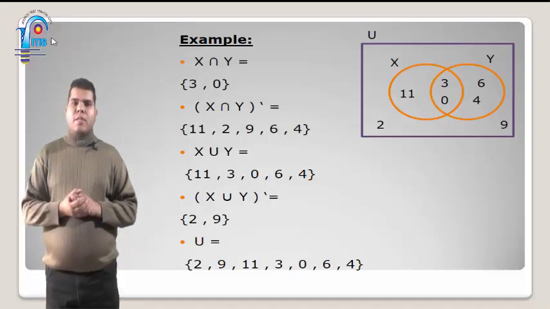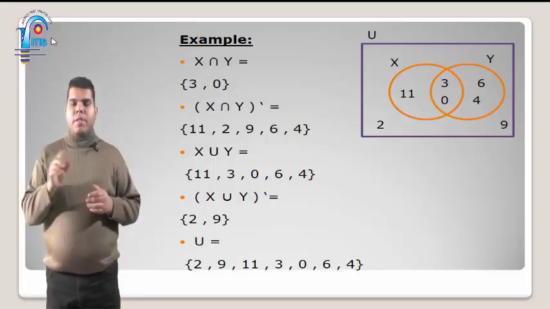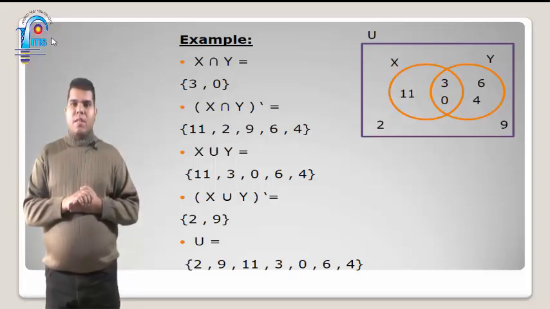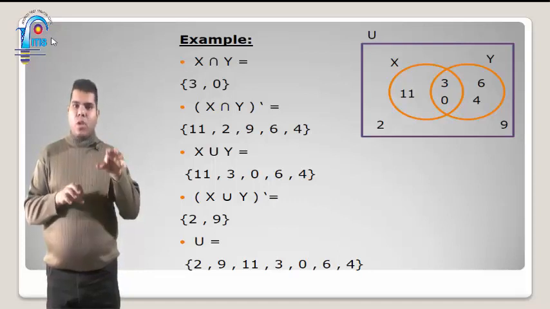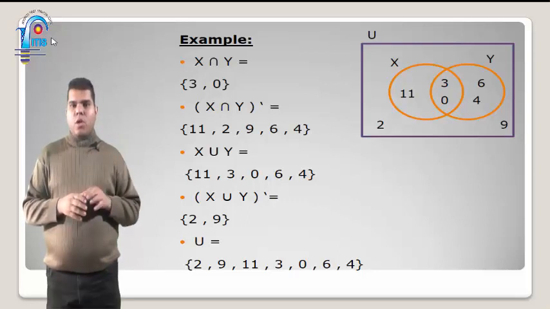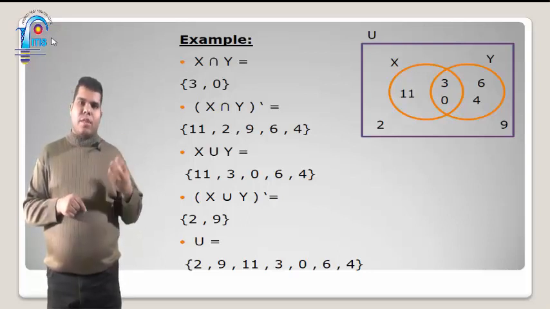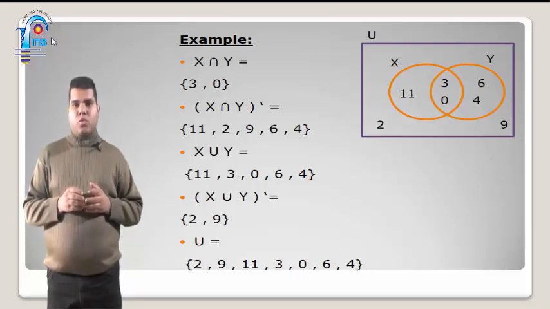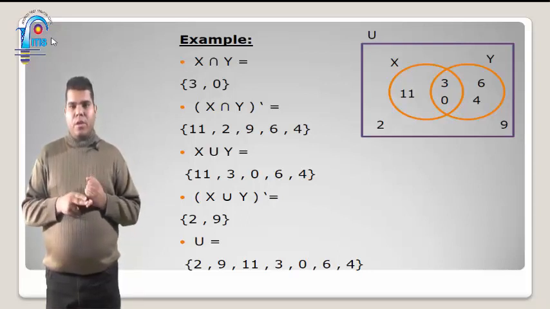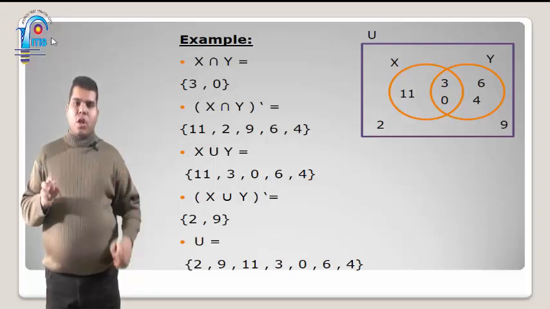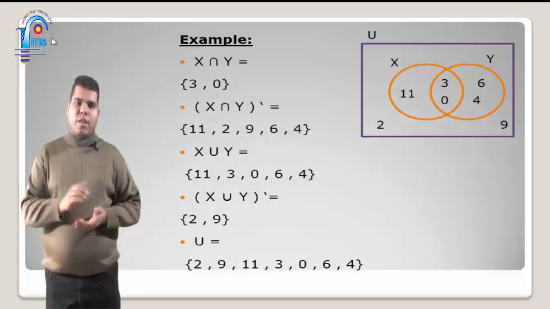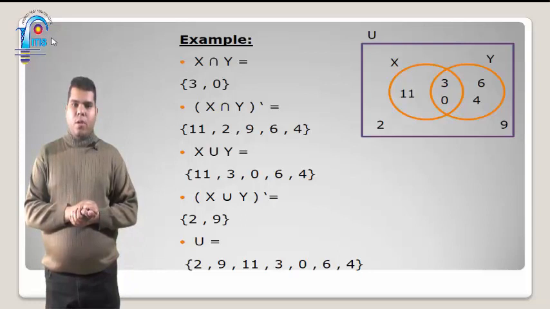What about the complement of x intersect y? The complement means what does not exist in x intersect y, in the set we are talking about. So for x intersect y, we want the complement of it. What does not exist in this set? We have said before that x intersect y is 3 and 0. So the complement of x intersect y equals 11, 2, 9, 6 and 4. All of the other elements which do not exist in this set, which is called x intersect y.